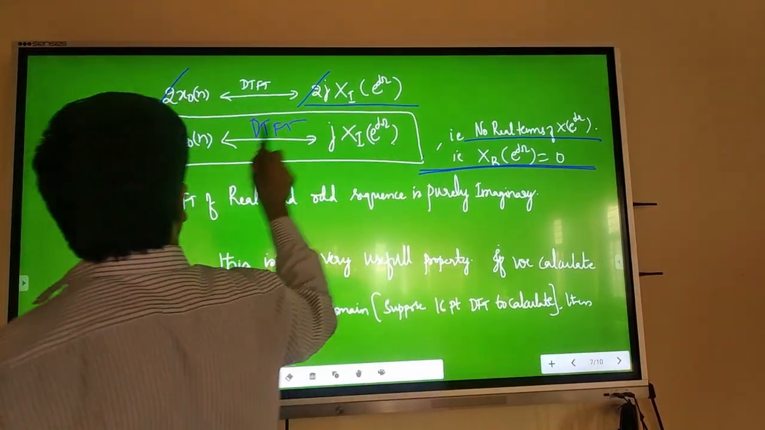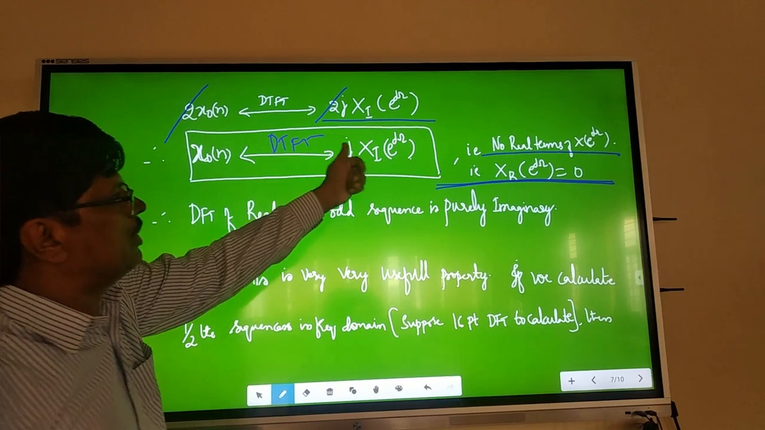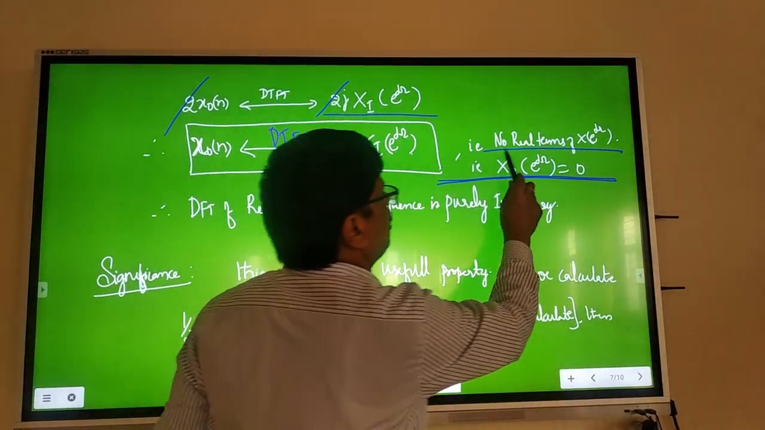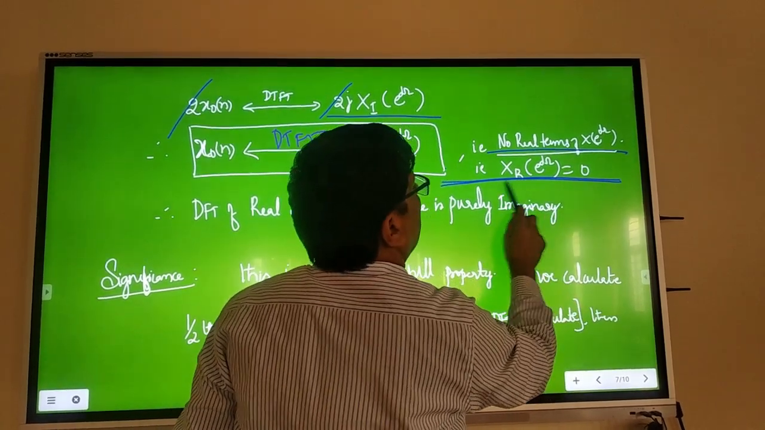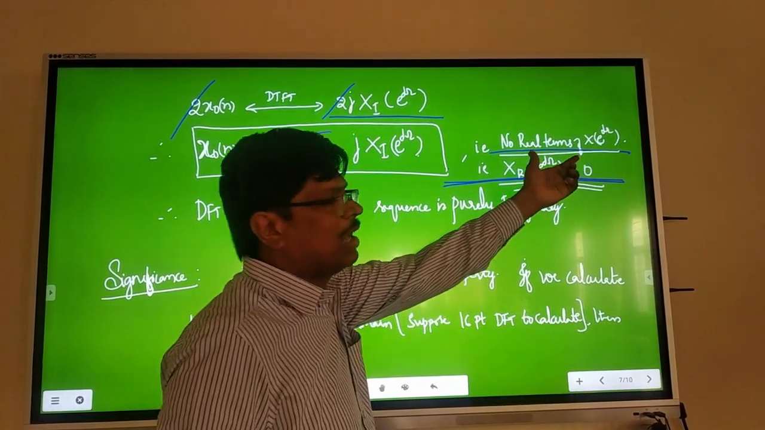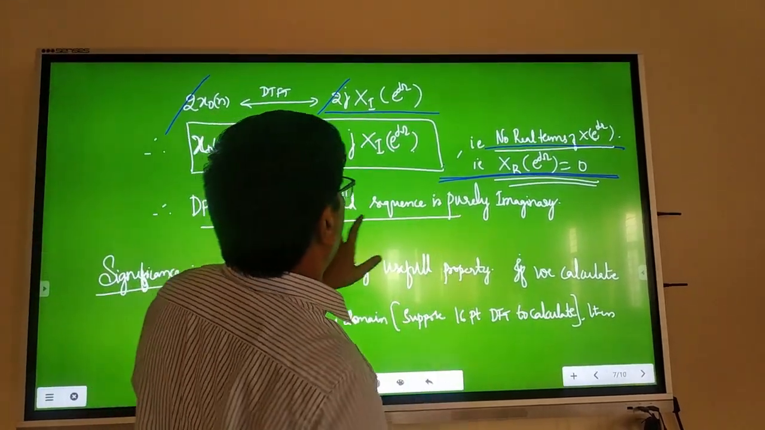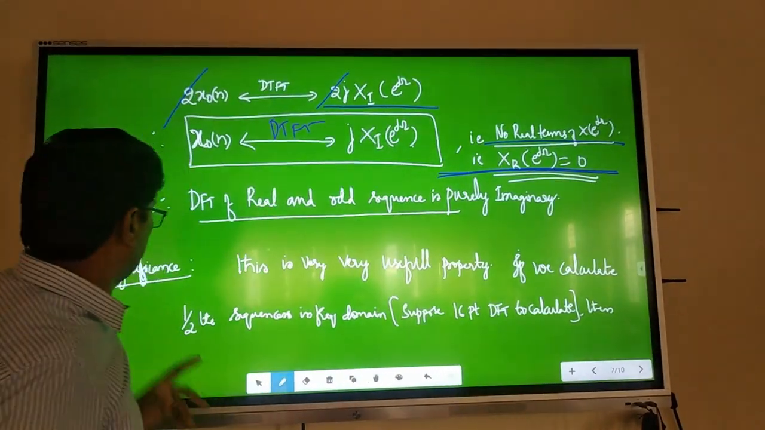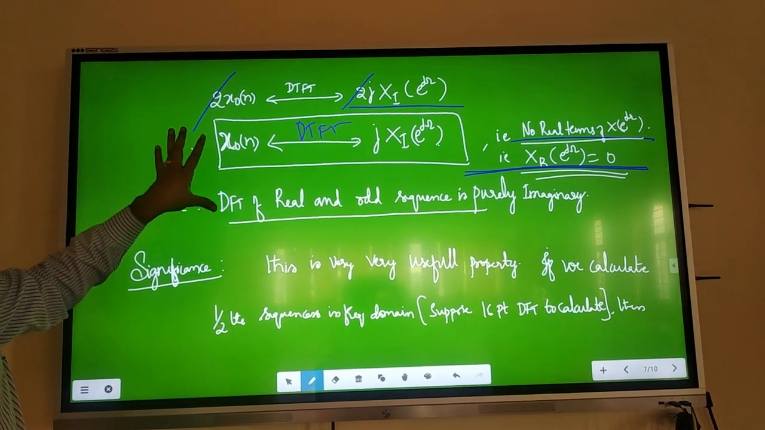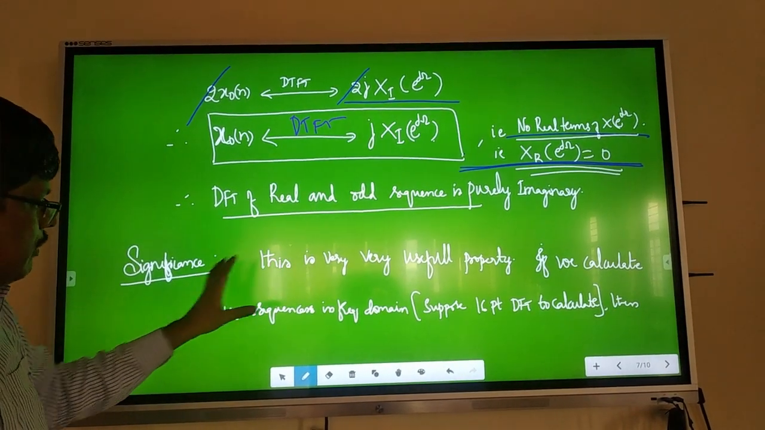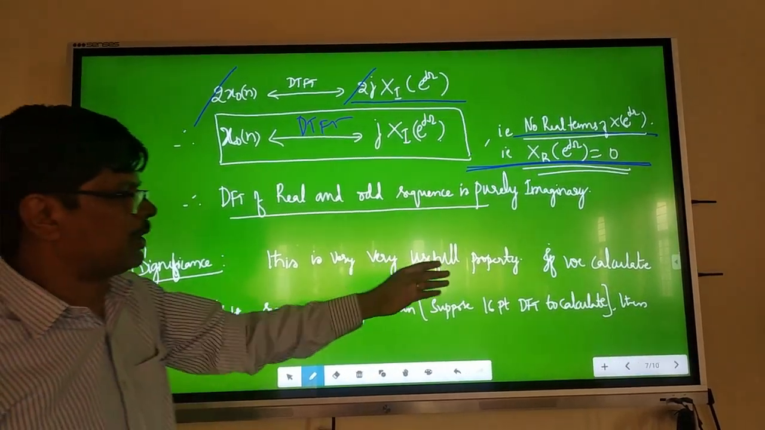Therefore, DTFT of x_o of n is only imaginary, j into imaginary x_i of e power j omega. No real term of x of e power j omega exists. Real term in the frequency domain is 0. Therefore, DFT of a real and odd sequence is purely imaginary. That's why this is a very, very important property. This is very, very useful now.